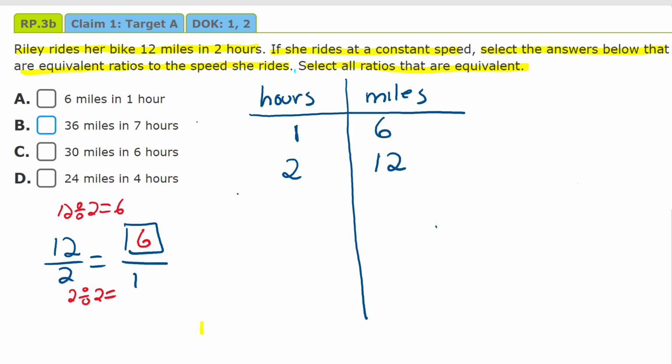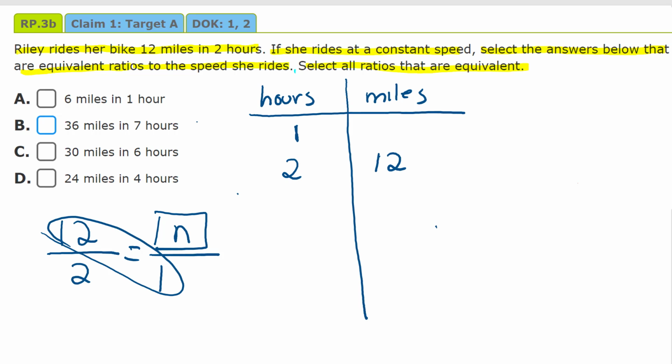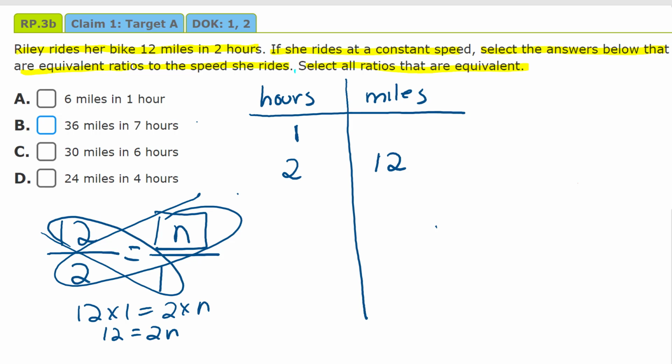We can also solve it this way. Another way to figure out the number of miles is to compare 12 miles for 2 hours to the unit rate of 1 hour over this mystery number. And so we can do our cross multiplication of 12 times 1 is equal to 2 times n, and 12 times 1 is 12, and that's equal to 2n, and divide each side by 2, and we also get 6. So this is really our unit rate. Right here is our unit rate.